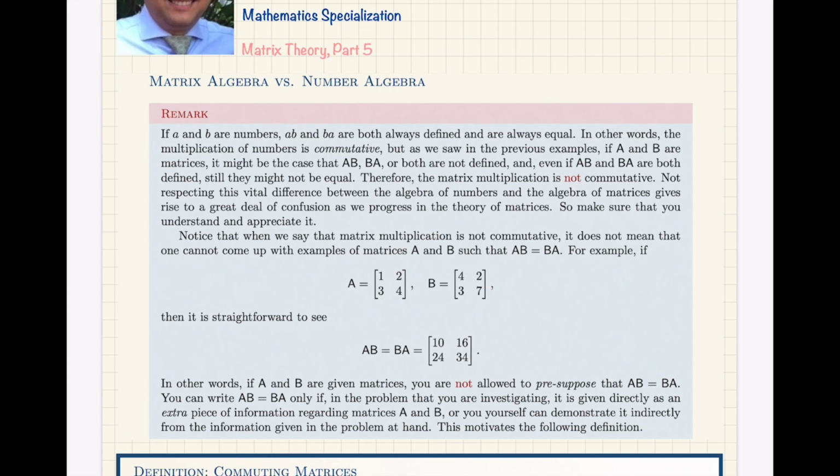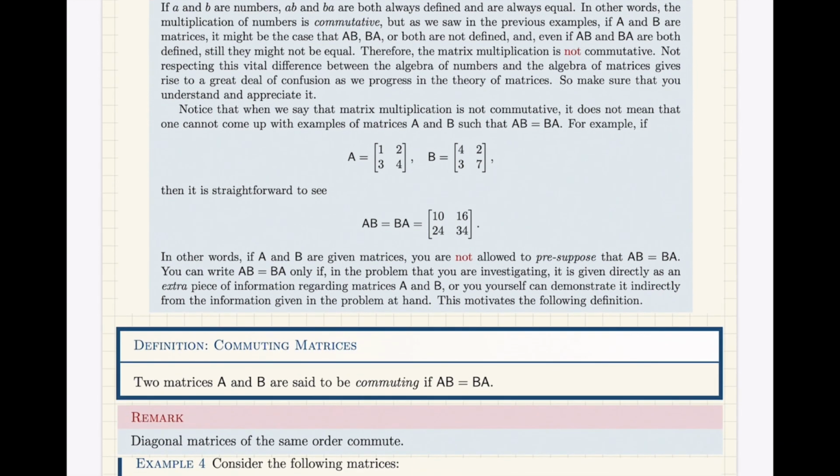But when I say it is not commutative, it means that there exists a counterexample. It doesn't necessarily mean that you cannot come up with matrices so that AB is equal to BA. No, we can. For example, I have given you A to be this and B to be this. Let us calculate AB here. AB is 1, 2, 3, 4 multiplied by 4, 2, 3, 7. Let me just confirm that.